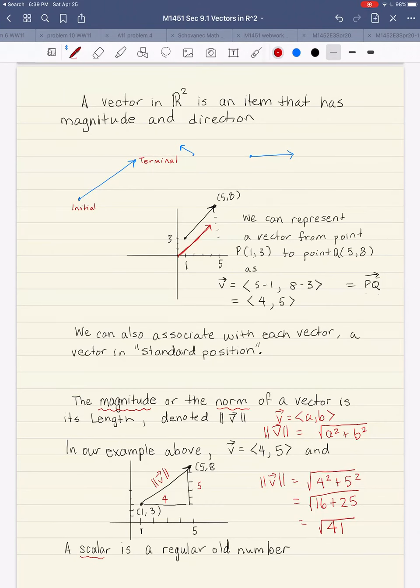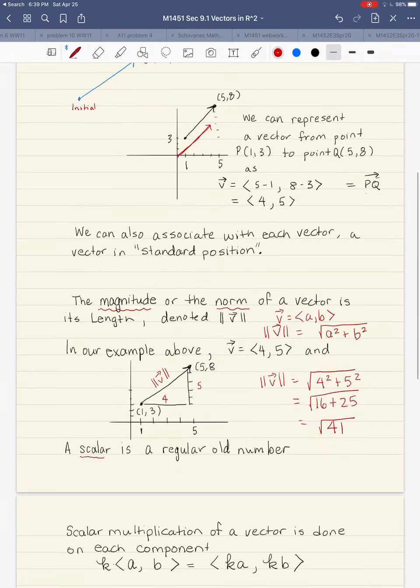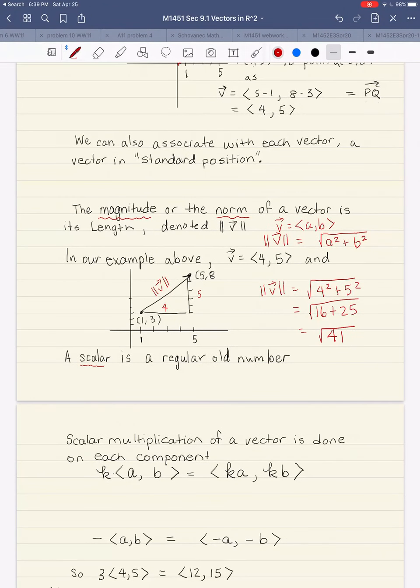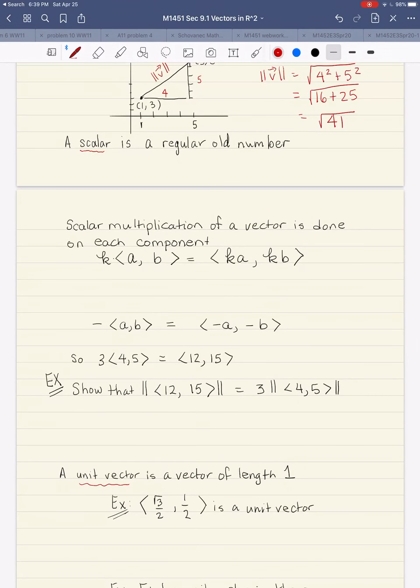When we talk about vectors and numbers associated with vectors, we call the numbers scalars. A scalar is just some regular old number. If we multiply a vector by a scalar, you do that component-wise. Some number times the vector AB is that number times component A, and then that number times component B. So for instance, if I took 3 times the vector 4, 5, I get the vector 12, 15. If this was the vector 4, 5, 3 times that is a vector that's 3 times its length.